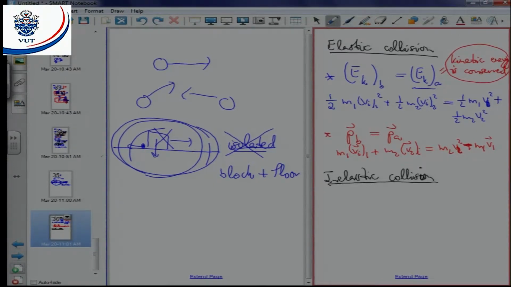So using these two in conjunction, you can solve the two equations simultaneously to find the final speeds v1 and v2. Okay, so that's an elastic collision. And then what is an inelastic collision? An inelastic collision means the two particles move together after colliding.